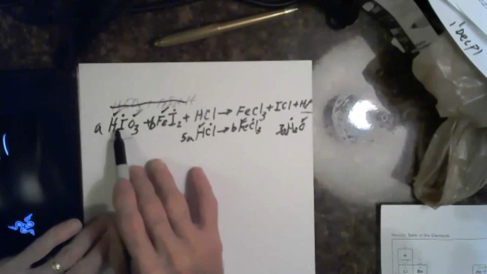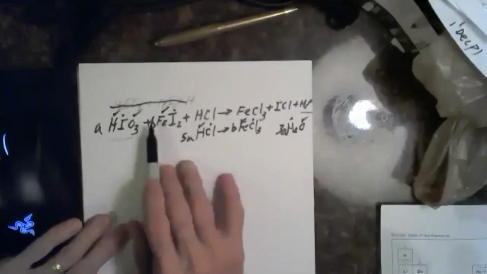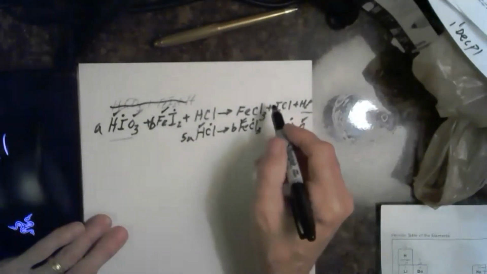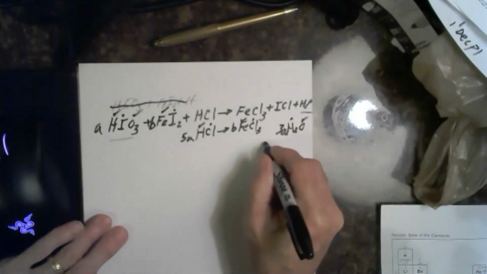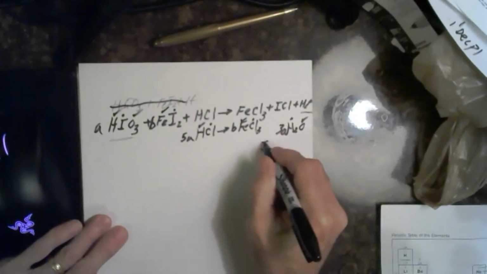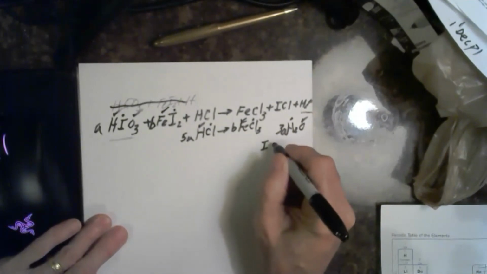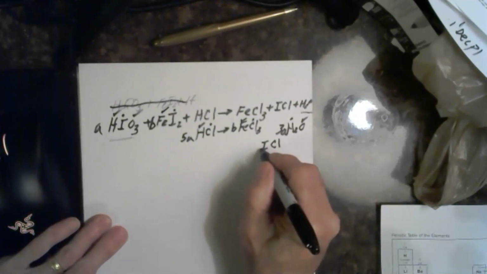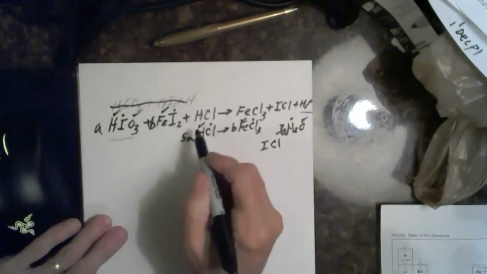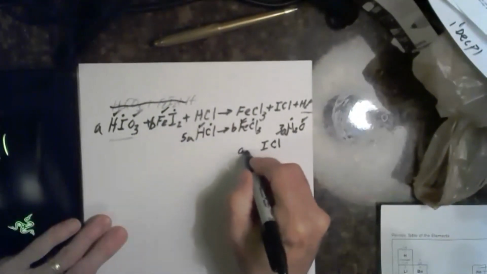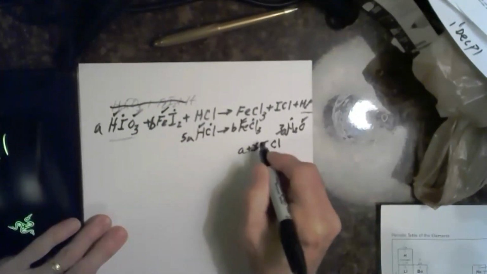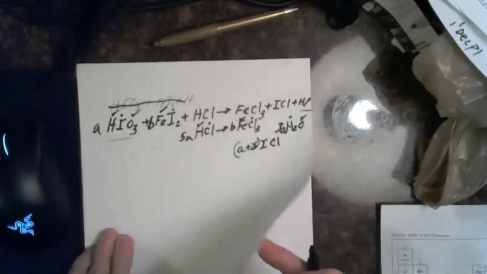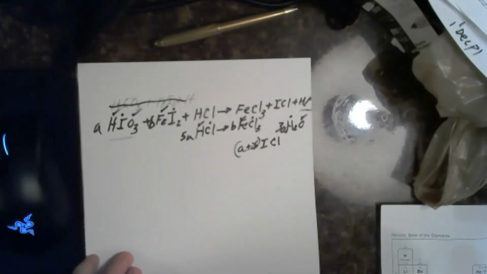I've got A of them from HIO3, and I've got 2B of it on FeI2. So that means the coefficient in front of the ICl, I'm sorry, I should have turned this and did landscape. But okay. Now, the coefficient I need is A plus 2B. Okay, so I'm going to pull this out and copy it so that you can see it a little better.